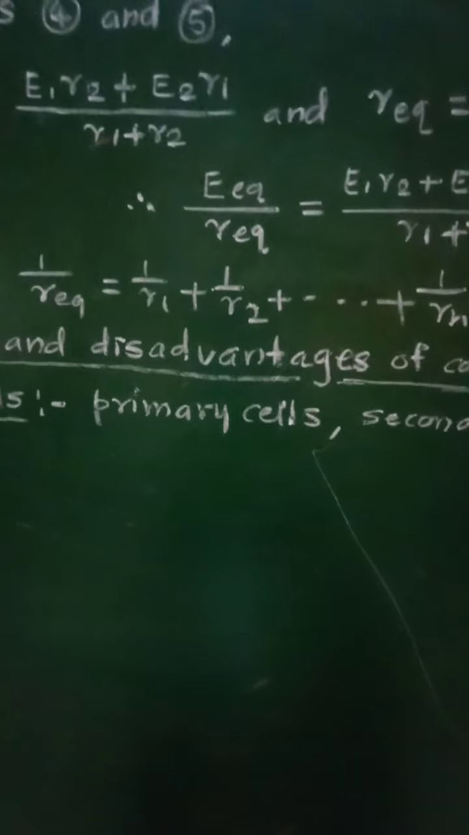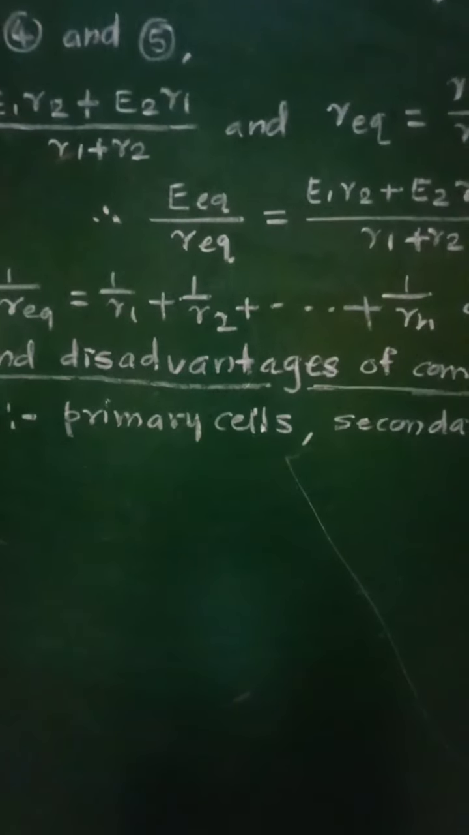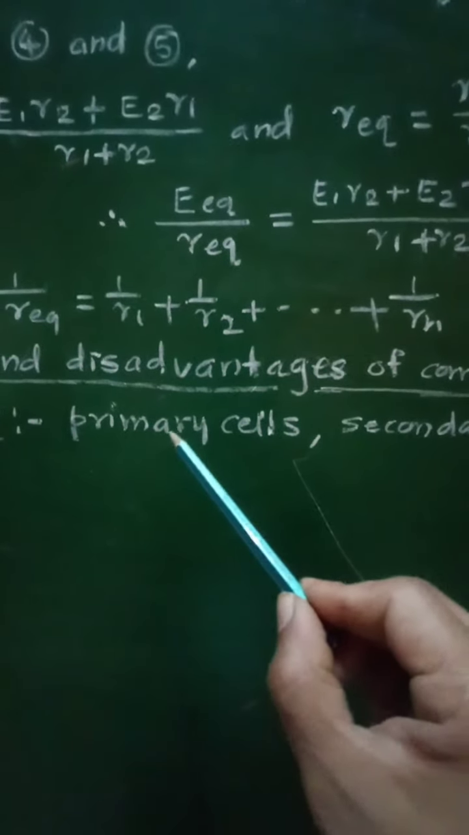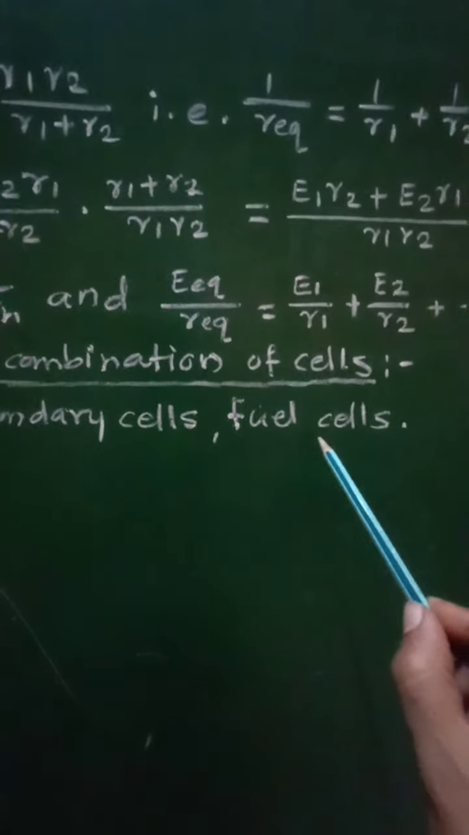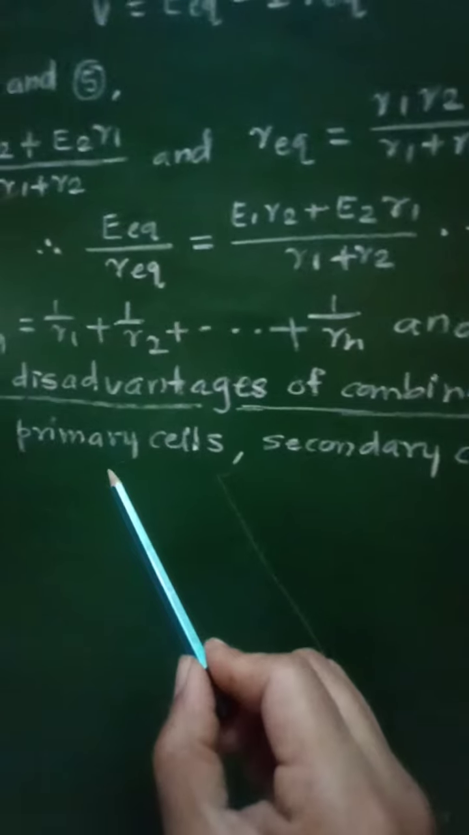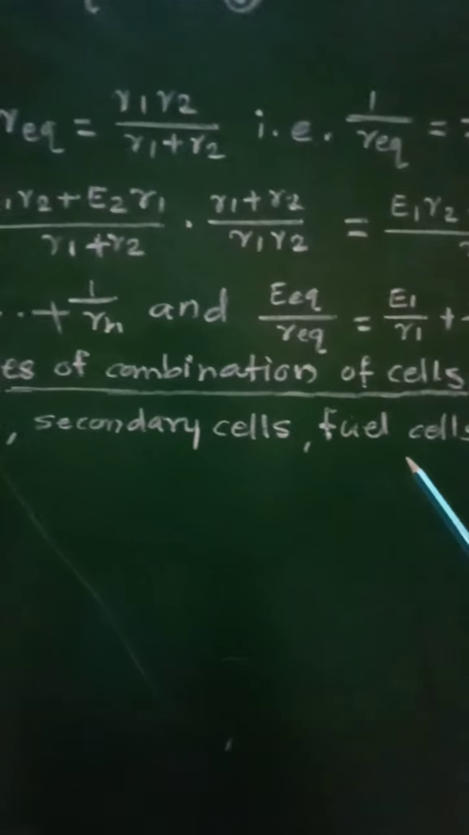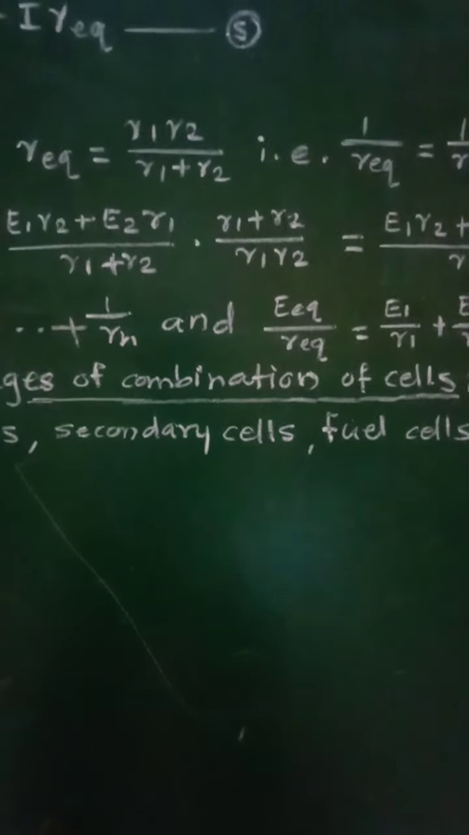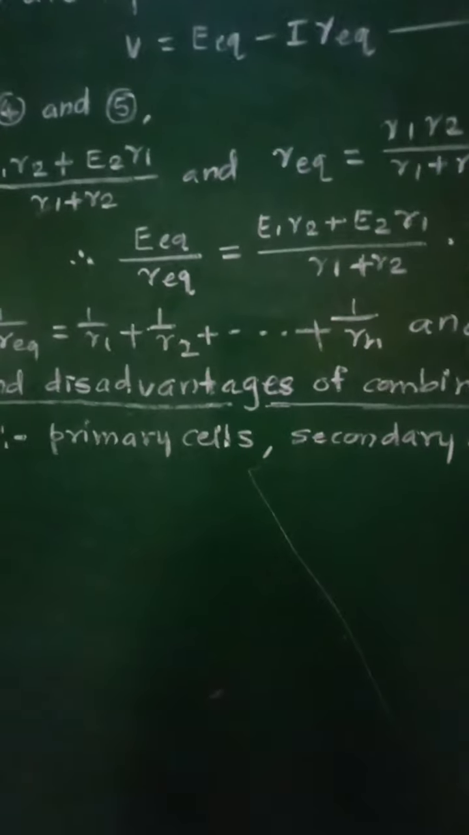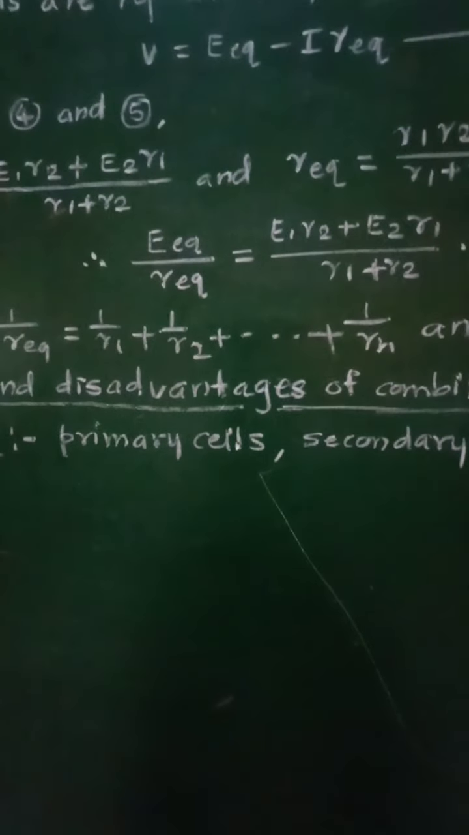Types of cells. Generally, electrical cells are classified into different categories like primary cells, secondary cells and fuel cells. Now let us see all these three one by one. First of all, we will consider primary cells.